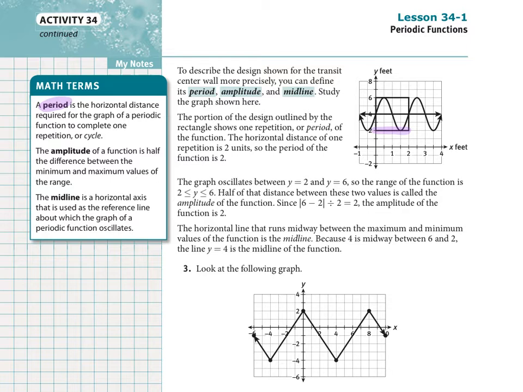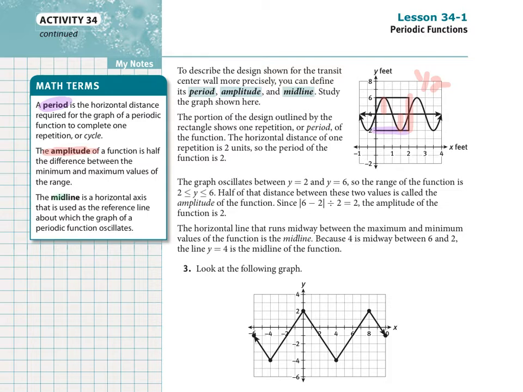The amplitude of a function is half the distance between the minimum and maximum values. If you're thinking about it, this would be the maximum, this would be the minimum. So the total distance up and down, if I take half of that, that's just how much it rises from the middle or how much it falls from the middle. That's why the amplitude is only half of that vertical distance.